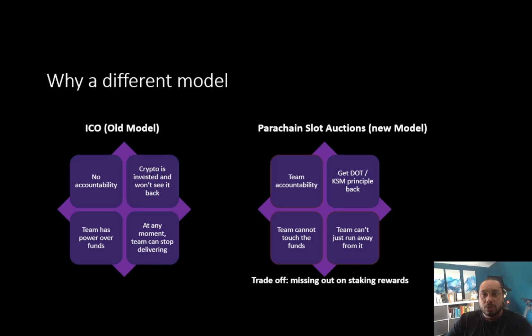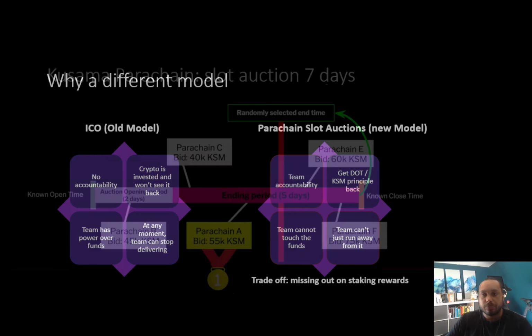At the same time, your investment in DOT or KSM, you will get back after the leasing period of a parachain. The team itself cannot touch the funds, and the team can't just run away with the funds. I think the trade-off here is that instead of staking your KSM or DOT for a nice return and rewards and the full flexibility of selling your tokens, here you invest for a longer period of time into a project without getting the staking reward, but with the potential of a way bigger reward when a project is successful.